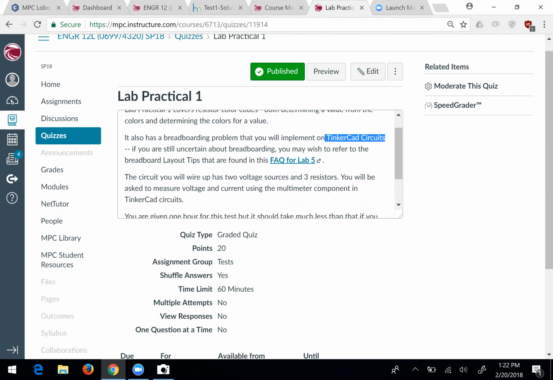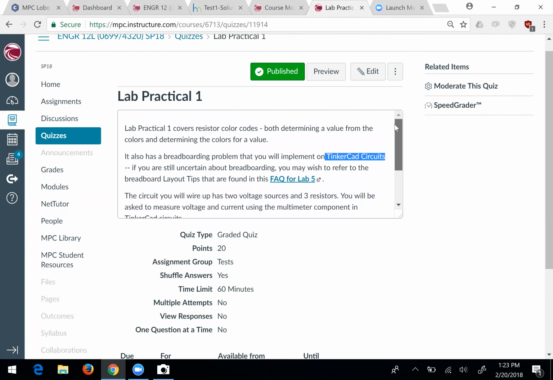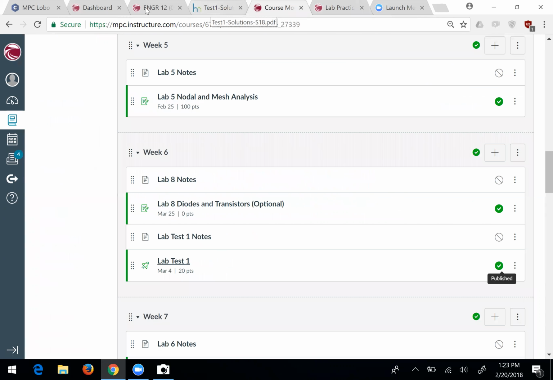The lab next week is sort of an optional extra credit lab. We're going to be playing with diodes and transistors. It's not a topic that's in the circuits class, or in the Engineering 12 class, but it's an interesting topic because they're really useful and important devices in electronics. So that's coming up next week.